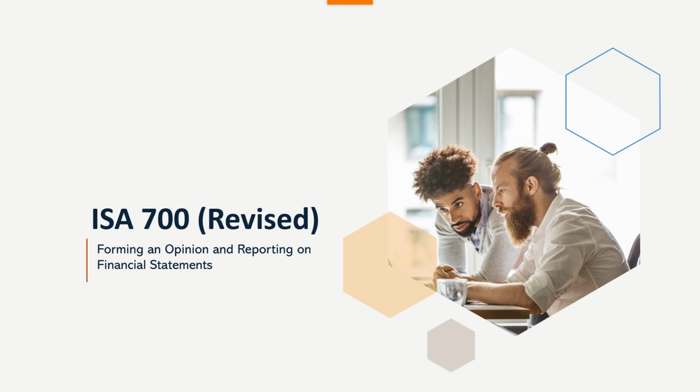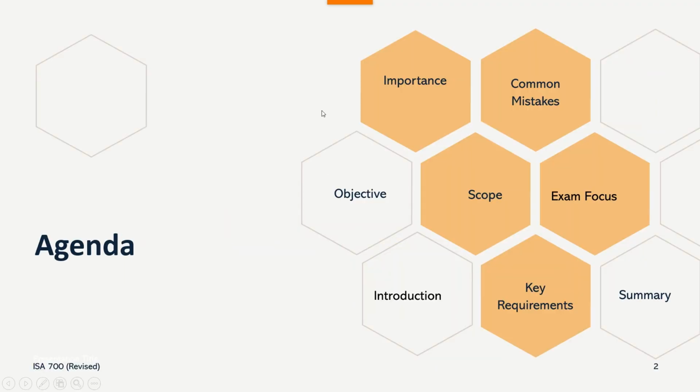Welcome back. In this session, we are going to discuss ISA 700 (Revised), Forming an Opinion and Reporting on Financial Statements. This standard is extremely important because it explains how auditors form their opinion and how that opinion is presented in the audit report. Let's move forward and talk about the main agenda of this video.